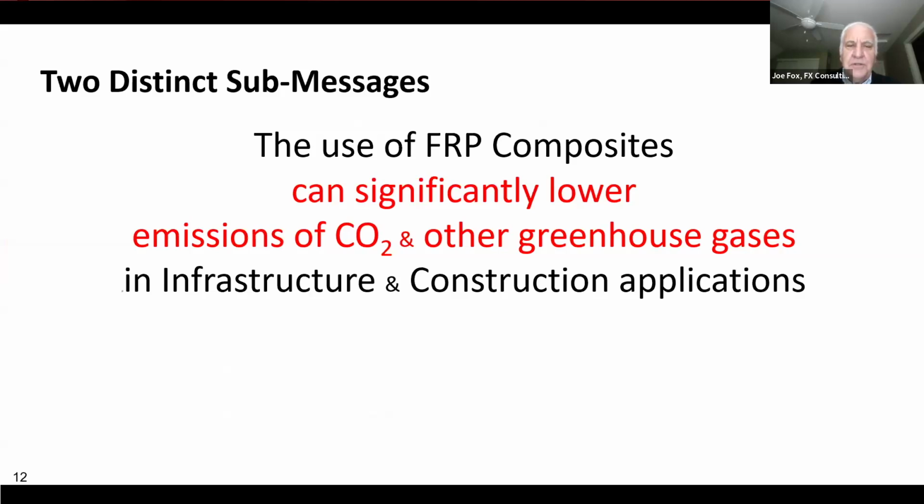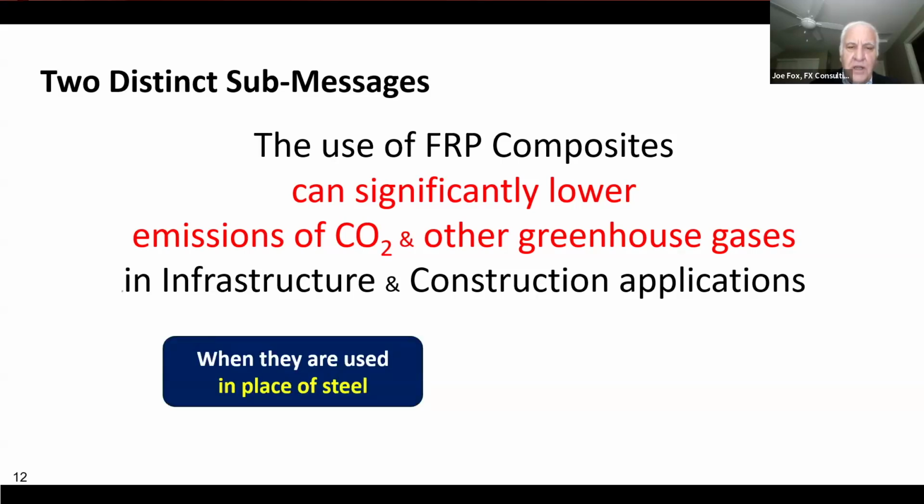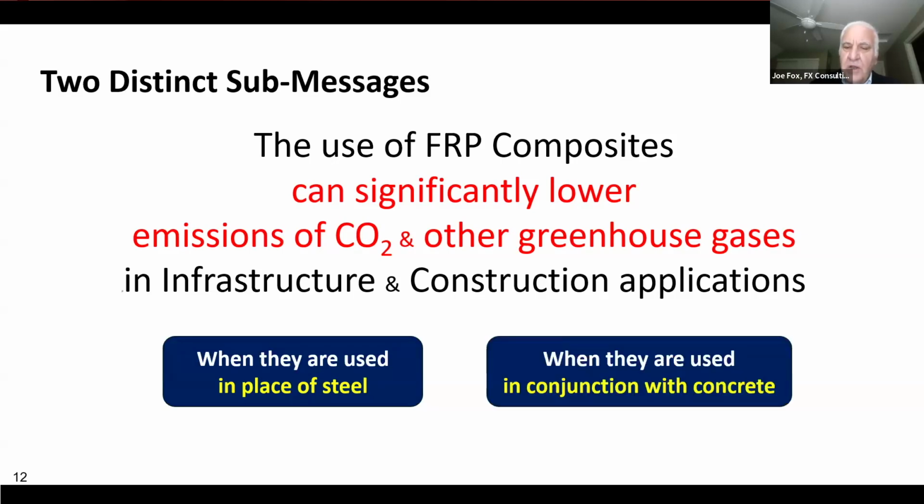So, I told you that there was a take-home message. The use of FRP composites can significantly lower emissions of CO2 and other greenhouse gases, but actually there are two distinct sub-messages that I want to deliver today. First, that is true when FRP composites are used in place of steel, and secondly, when they are used in conjunction with concrete. Two different messages, and I'm going to talk about both of them.